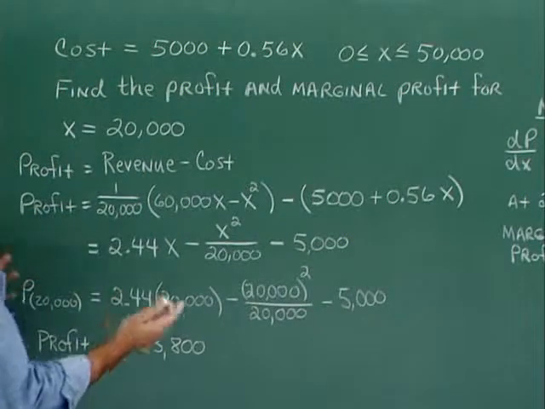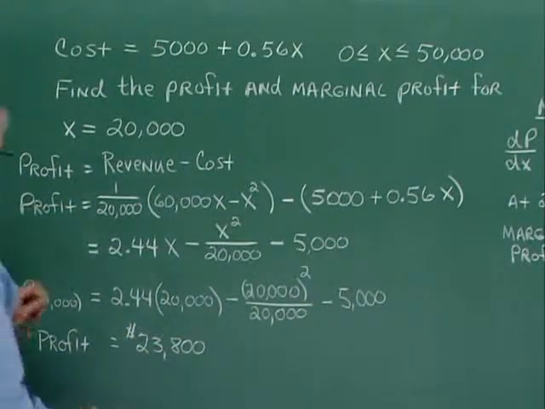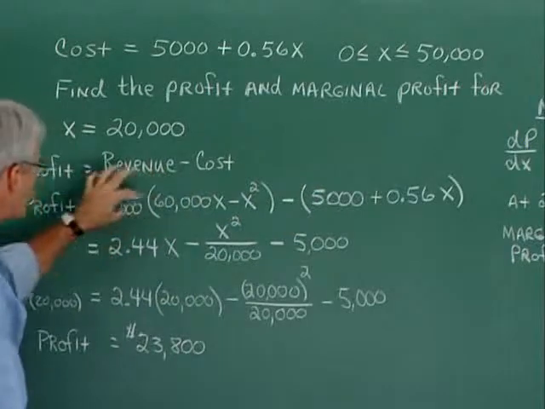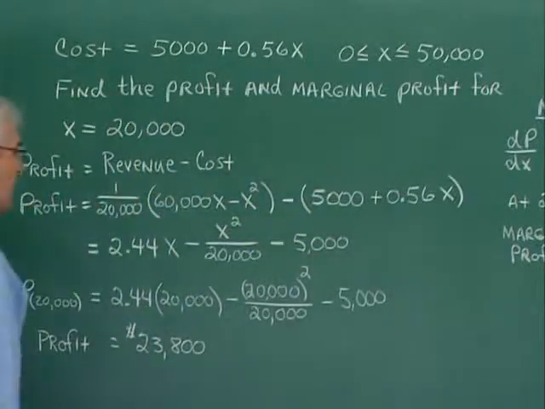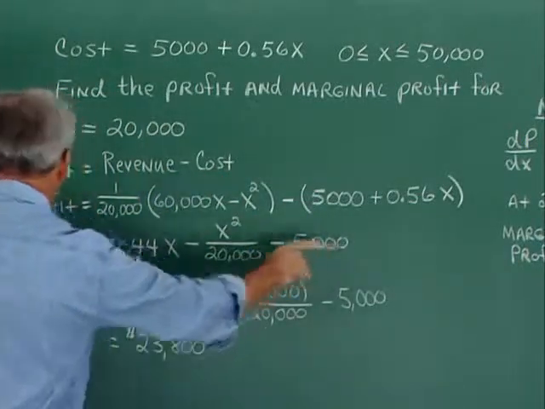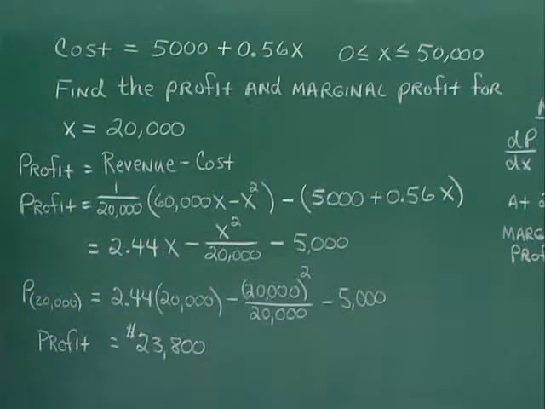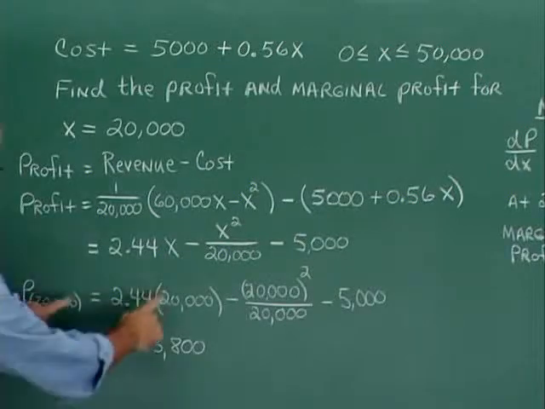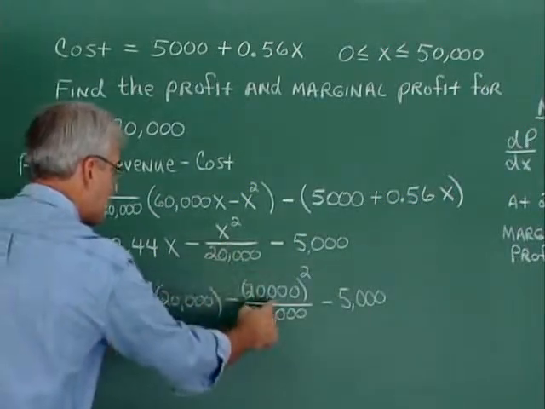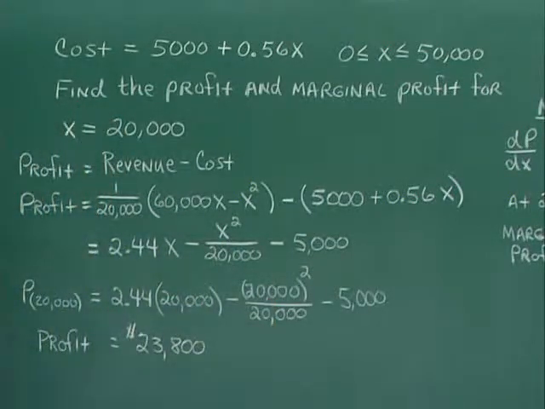And now we clean this up a little bit. So we go through and perform the algebraic manipulations of simplifying, and we get this. So this is profit in terms of X number of hamburgers sold. Here's the profit function, but for 20,000 units, the profit means replace this X with 20,000 and evaluate. We find the profit to be $23,800.